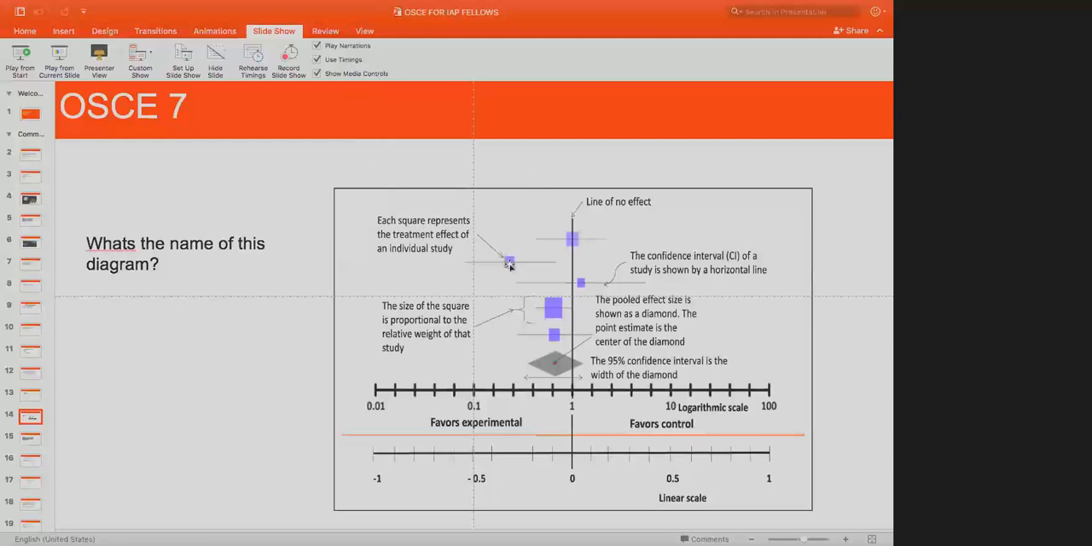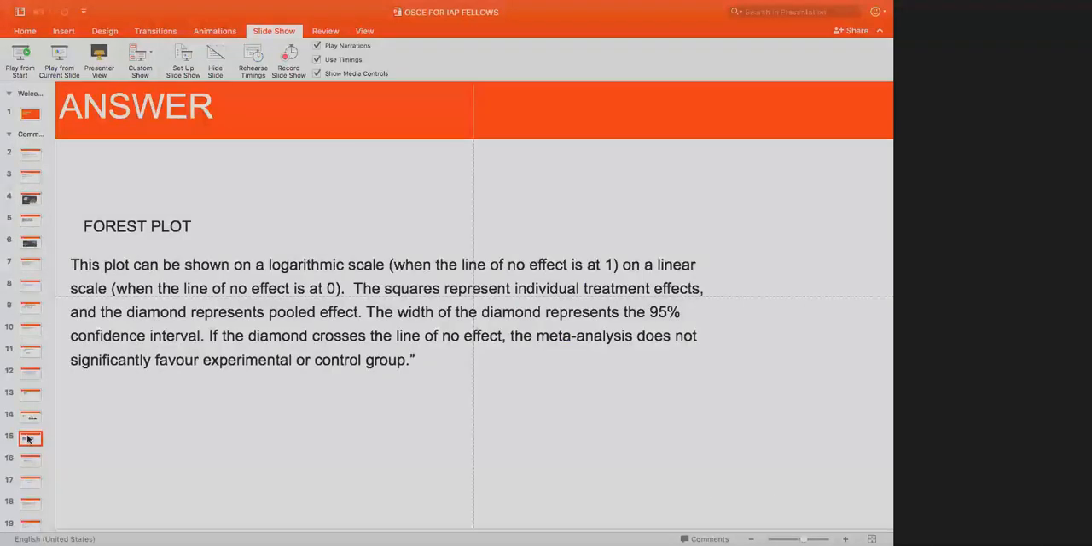each square represents a treatment effect of an individual study, and this is a line of no effect. The size of the square is proportional to the relative weight of the study, and this diamond shows the pooled effect size, and the point estimate is the center of the diamond. The width of the diamond represents the 95% confidence interval. If the diamond crosses the line of no effect, the meta-analysis does not significantly favor the experimental or the control group.